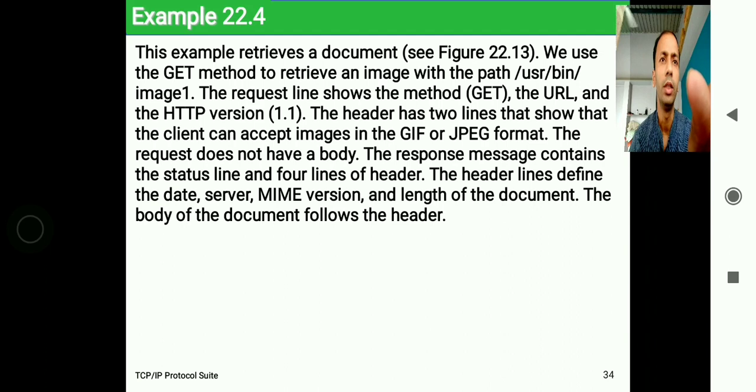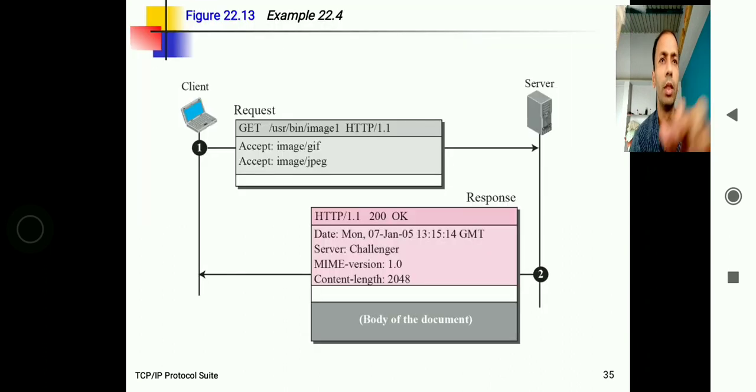Now let us see one example here. We have seen the request and response messages, but this is an example where we want to download one image from the server. We know the name of the file and the exact path of the file, and we are sending the request to the server.